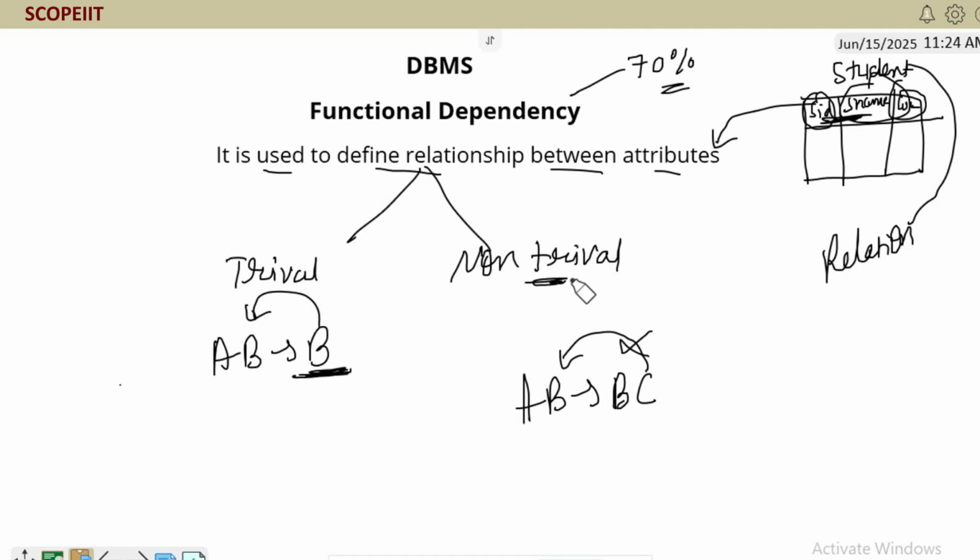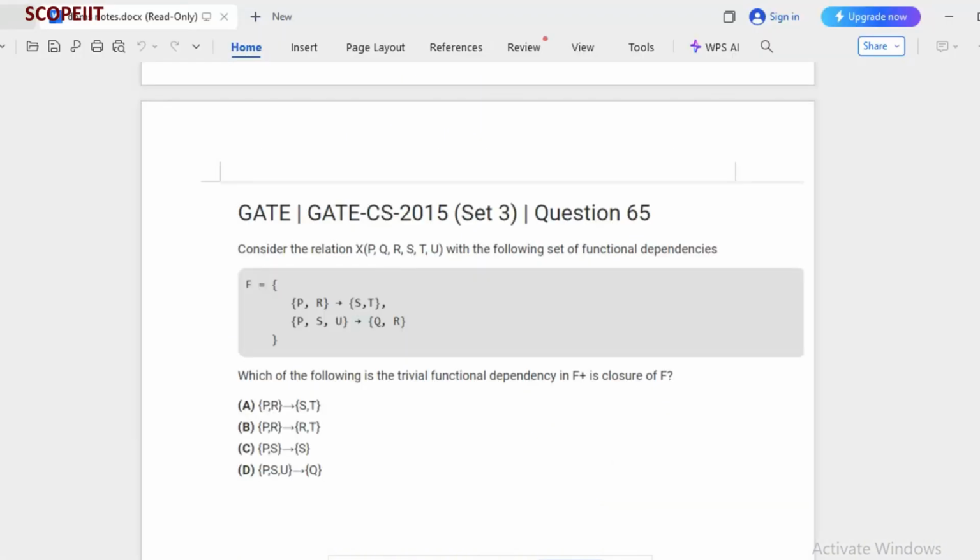Now let us see one previous year question based on this topic. So you will get to know how and where to use this concept. This is a previous year question, GATE 2005. Please try to answer this question. See what they have asked in this question: which of the following is the trivial functional dependency?